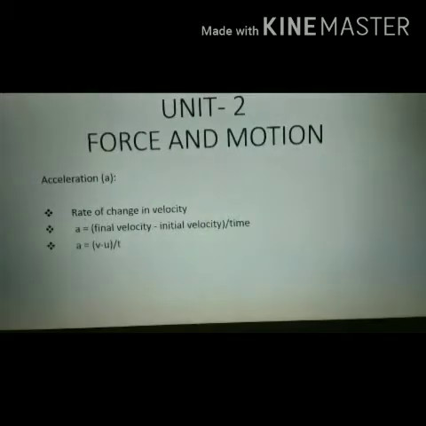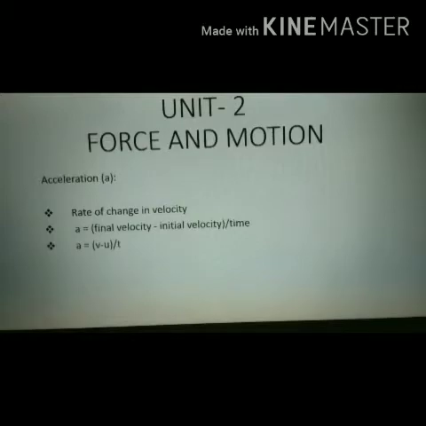Class 7 Subject Science. Today we are going to see Unit 2 Force and Motion. In this unit we are going to see two different topics, acceleration and distance time graph. First we shall see the topic of acceleration. Generally, acceleration will be written in a short form as A. So, to know the topic of acceleration, you should know the terms of distance, displacement, speed and velocity.